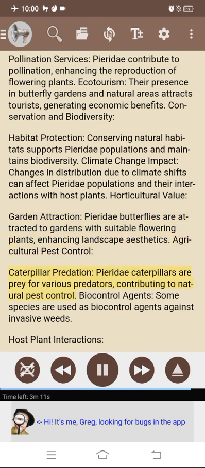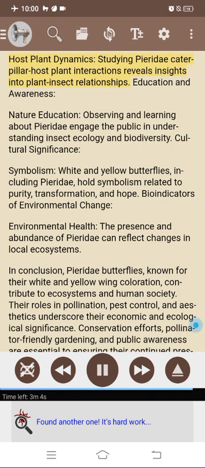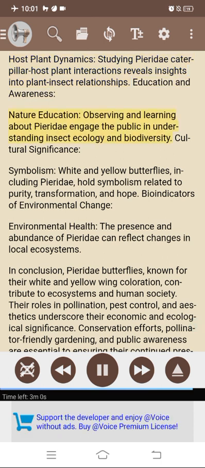Agricultural pest control. Caterpillar predation. Pieridae caterpillars are prey for various predators, contributing to natural pest control. Biocontrol agents. Some species are used as biocontrol agents against invasive weeds. Host plant interactions. Host plant dynamics. Studying Pieridae caterpillar host plant interactions reveals insights into plant-insect relationships. Education and awareness. Nature education. Observing and learning about Pieridae aids in understanding insect ecology and biodiversity.